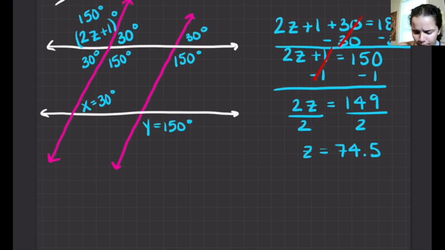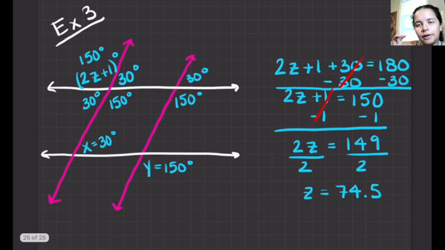So slightly more complicated example, but not really. You just need to know the definition. Same thing as always. And just do a little bit of algebra to find z there. But other than that, this is pretty much how we decipher or figure out the different angle measurements when we have parallel lines cut by a transversal.